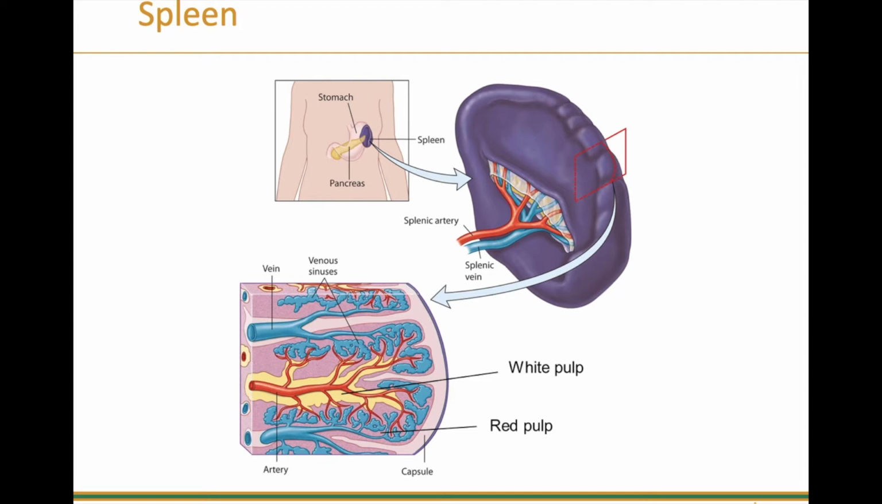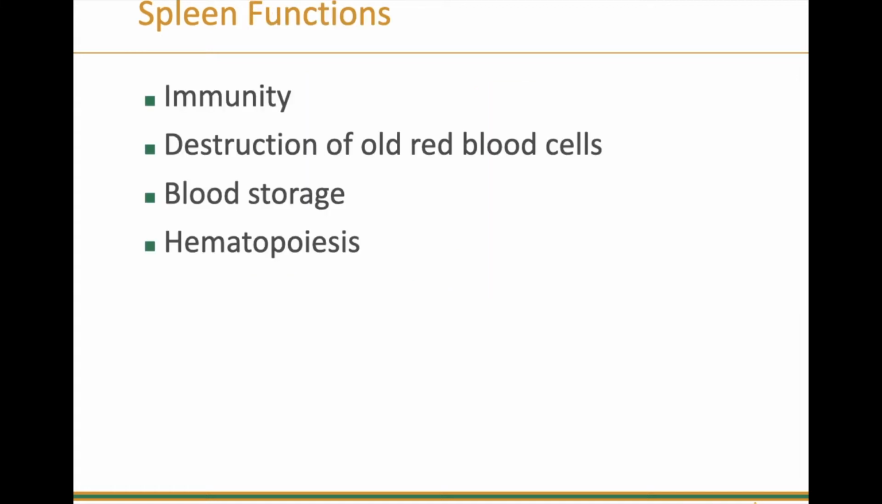So the spleen is located on the left side of your body, kind of behind the stomach, just under the lungs. And if we look at it, there's two kinds of pulp called white pulp and red pulp. A lot of blood flows to the spleen, and really it cleans the blood. And there's a great YouTube video about this called "What Does the Spleen Do?" So we need to know some functions of the spleen.